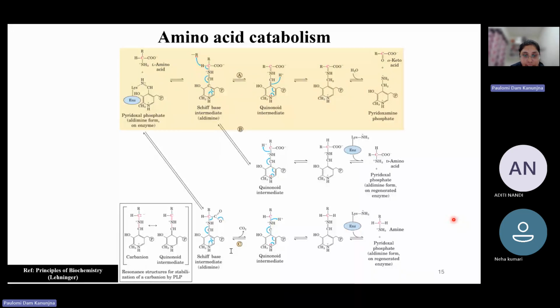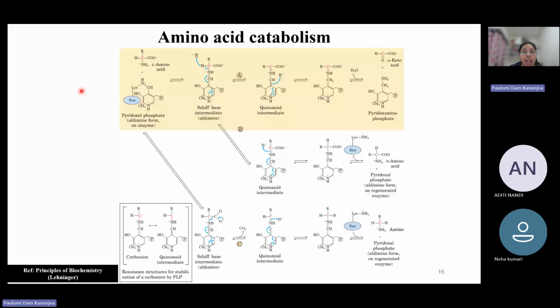So this Schiff base that you see here has three intermediates. So one is it can take the quinoid form and then finally give the pyridoxal phosphate back and the alpha keto acid, or it can again become quinoid intermediate and it can give pyridoxal. See, everywhere the pyridoxal form comes out, right? But the subsequent product is different. Here you have the alpha keto acid, that is what we are concerned with. But it can also give you D-amino acid. It can also give an amine. So this Schiff base doesn't only do this reaction, it can also give you different other reactions. Okay. But what we are more concerned with in amino acid catabolism is this one.